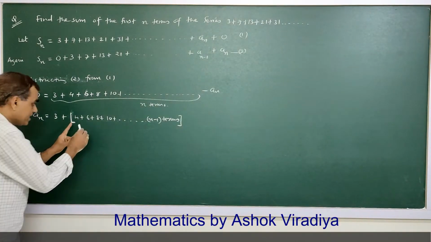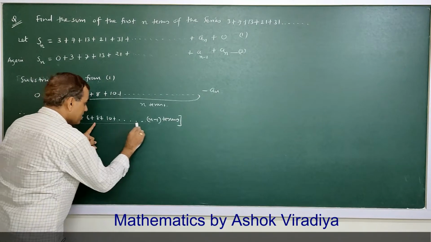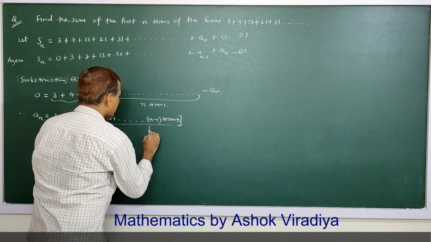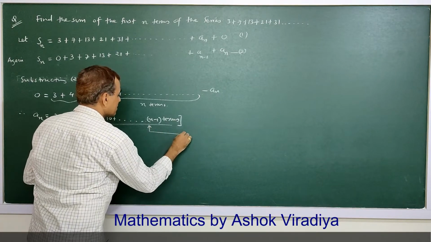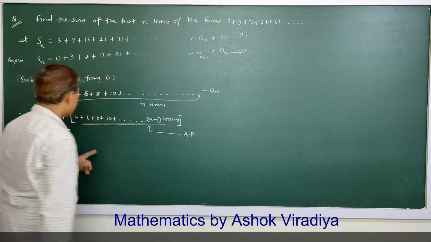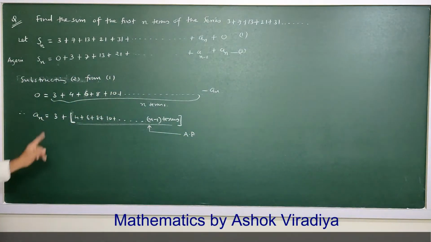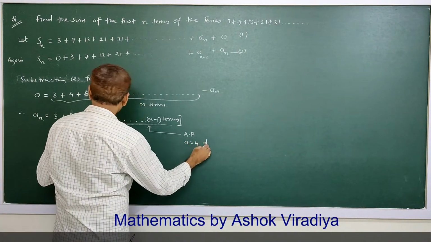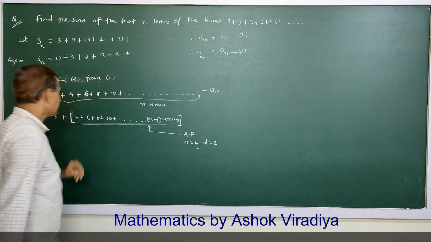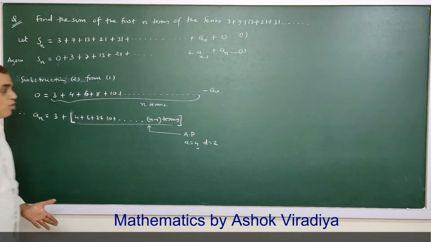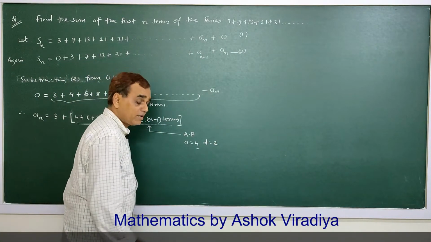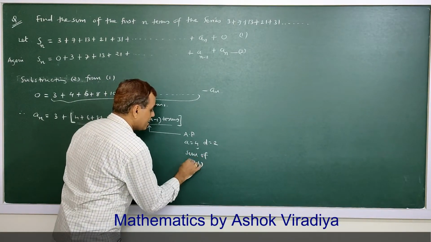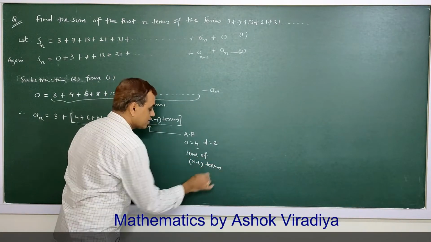And here you can see that this is AP, arithmetic progression. Series associated with AP. Here first term is 4. Common difference is 2. And we want sum of n minus 1 terms.